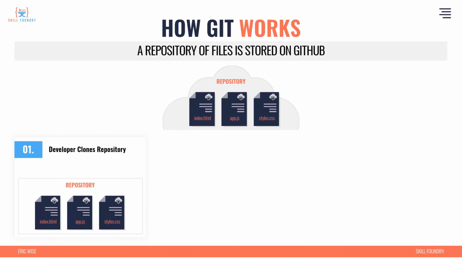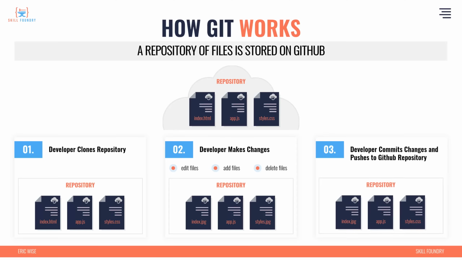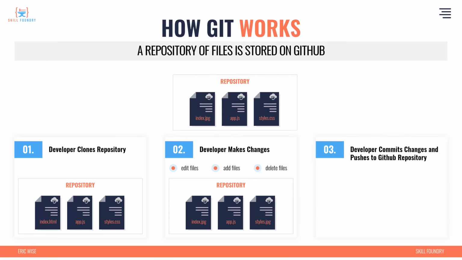And then the developer gets to work. They start making changes. They might edit files, add files, or remove files. Any sort of changes they want to make to this repository structure, they can make those changes. And when they reach a point where they want to take a snapshot, the developer will commit those changes and then push them up to the GitHub repository, and their changes will become the new master that everybody shares.